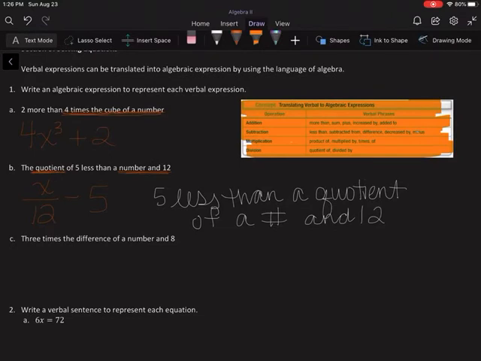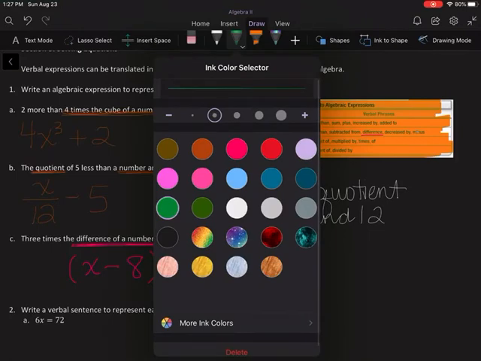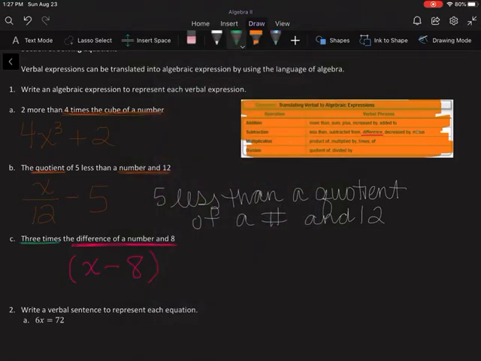3 times the difference of a number and 8. So I need to start off with the difference of a number and 8. What does that mean? The difference of a number and 8 is subtraction. We see difference in our box up there. And it says 3 times that difference. Okay? So those are just expressions.